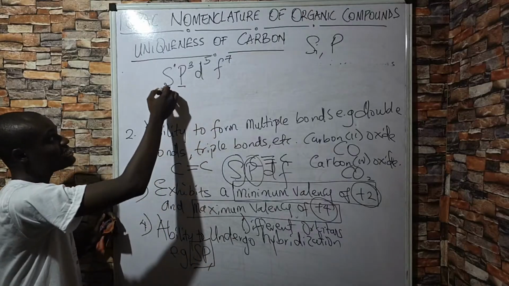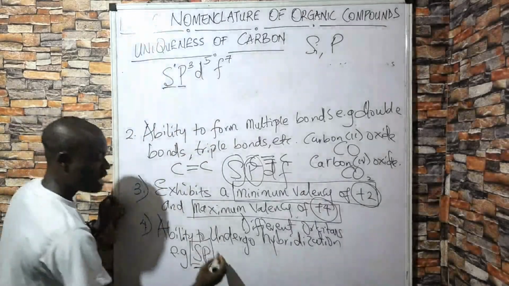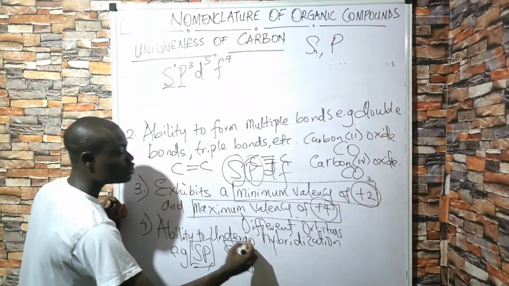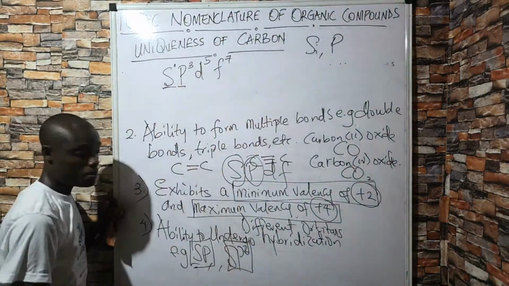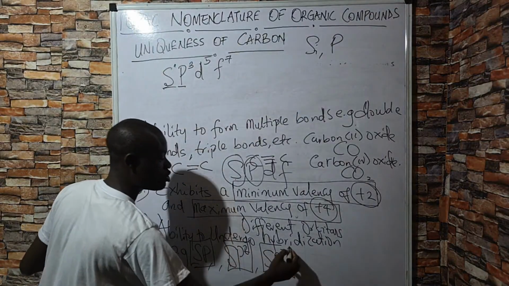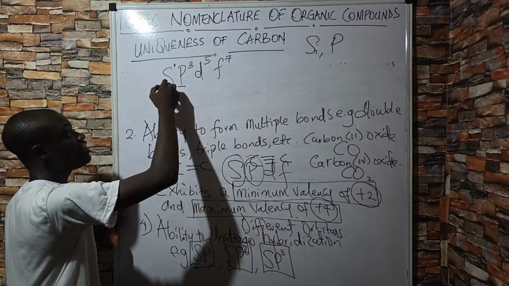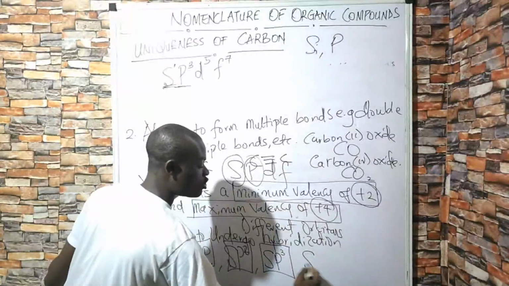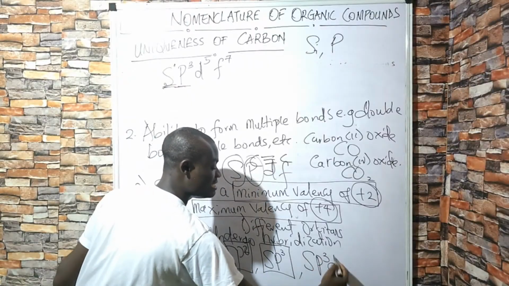It could also be I take one S and two P. We are going to have what we call the SP2 hybridization. It could also be that I take one S and the 3P. I'm going to have what we call the SP3 hybridization. Or I could take even one S, the 3P, and then one D. Then we could have what we call the SP3D hybridization.